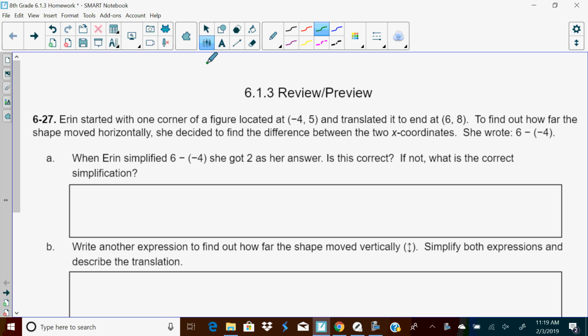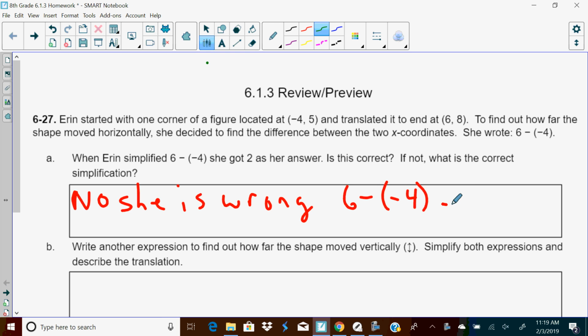She decided to find the difference between the two x-coordinates. So she wrote 6 minus -4. When Erin simplified, she got 2 as her answer. Is she correct? If not, what's the correct answer? So the answer is no. She is wrong. 6 minus -4 is 10 because you have to change subtraction to addition and become 6 plus 4.